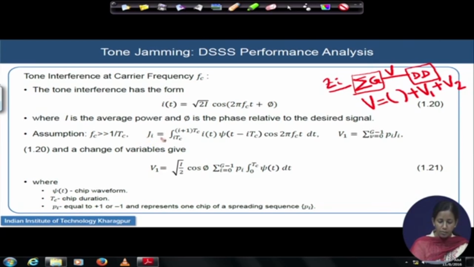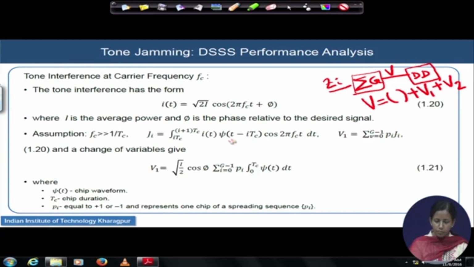So, once we are able to calculate this integration of Zi, V1 here will be nothing but the sum of all of them multiplied with the corresponding Pi values, because we understand that in the Zi component, all the IT is spread by this locally generated spreading sequence. So, when this addition goes on, all the corresponding values of that sample should be multiplied with the Pi.